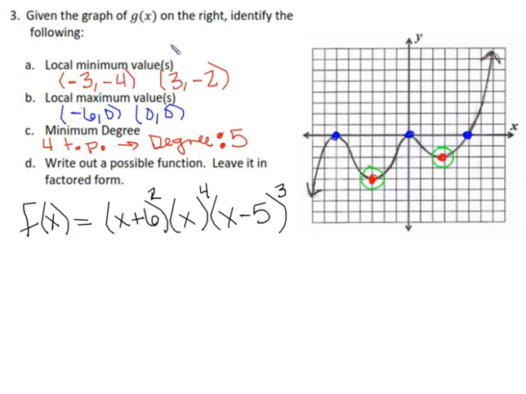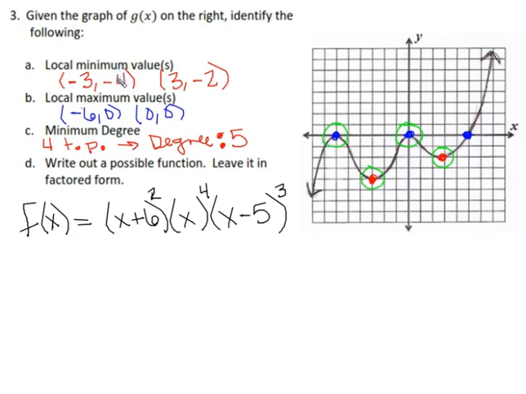Part B wanted the relative or local maximums. So those would be our relative high points. Those look like some right there, so you could have listed those ordered pairs as well. Now notice how part C is asking for the minimum degree, and that minimum degree actually depends on how many turning points, or in other words extrema, that you have.